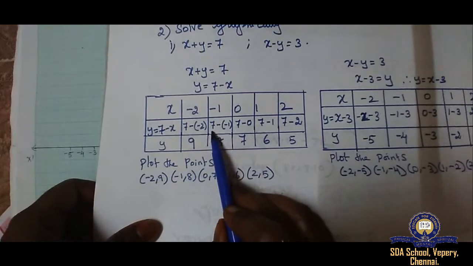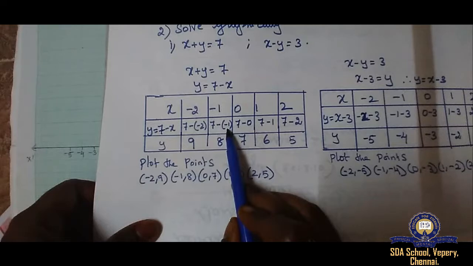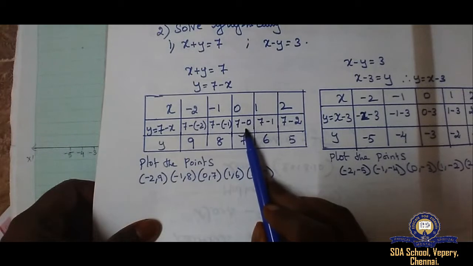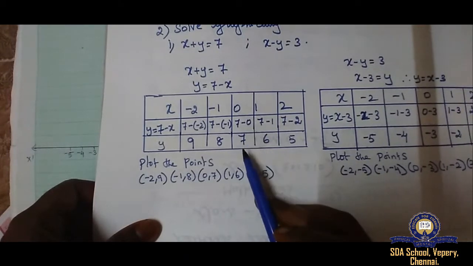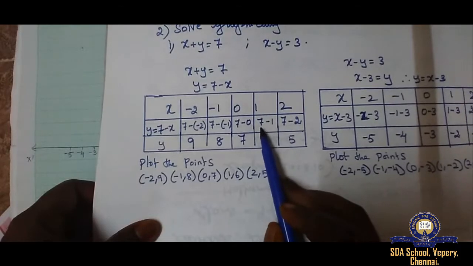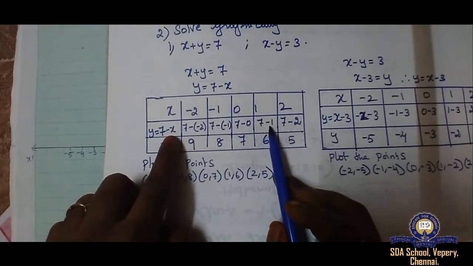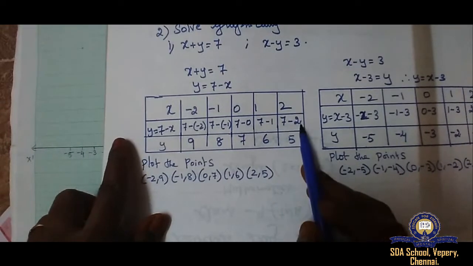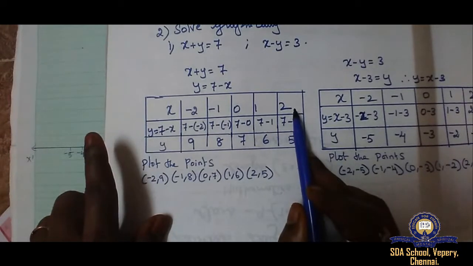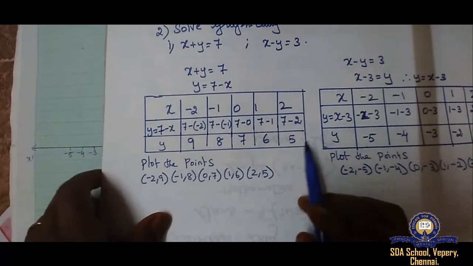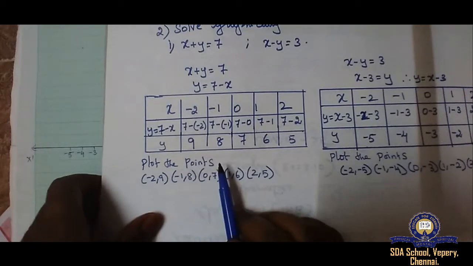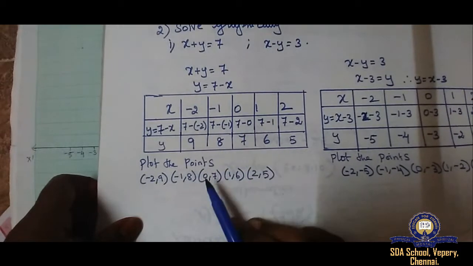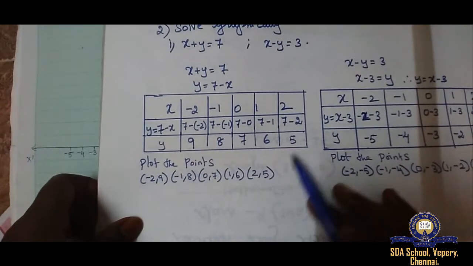Then minus 1. 7 minus in bracket minus 1. Minus into minus plus 1. 7 plus 1 becomes 8. 7 minus no number, what is 0? 7 minus 0 is 7. 1 only. 7 minus, instead of x I have written 1. 7 minus 1 is 6. Then 7 minus 2. Only x, only positive value. So 7 minus 2 is 5. So what we have supposed to plot the points is minus 2 comma 9, minus 1 comma 8, 0 comma 7, 1 comma 6, 2 comma 5.